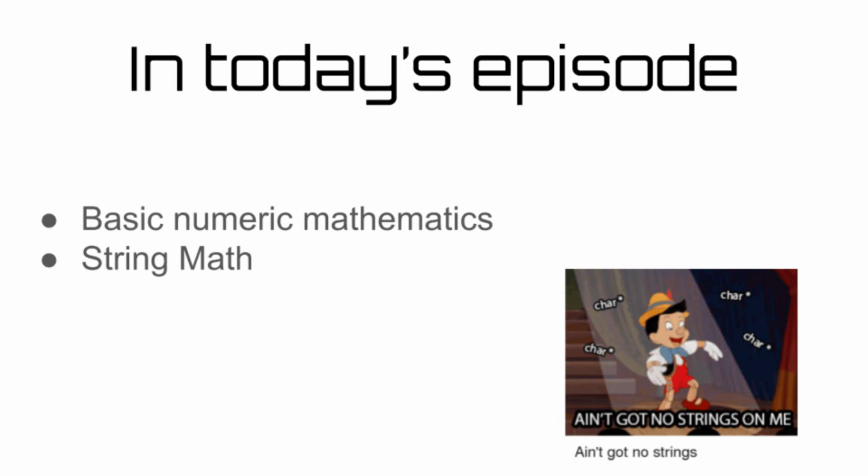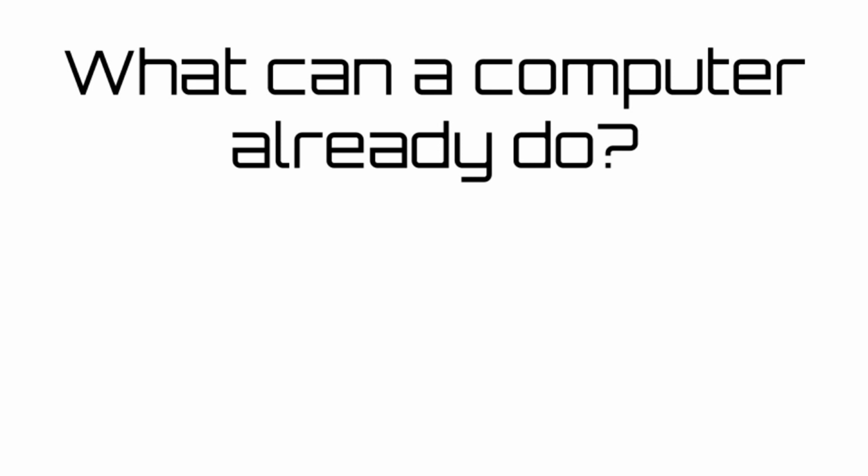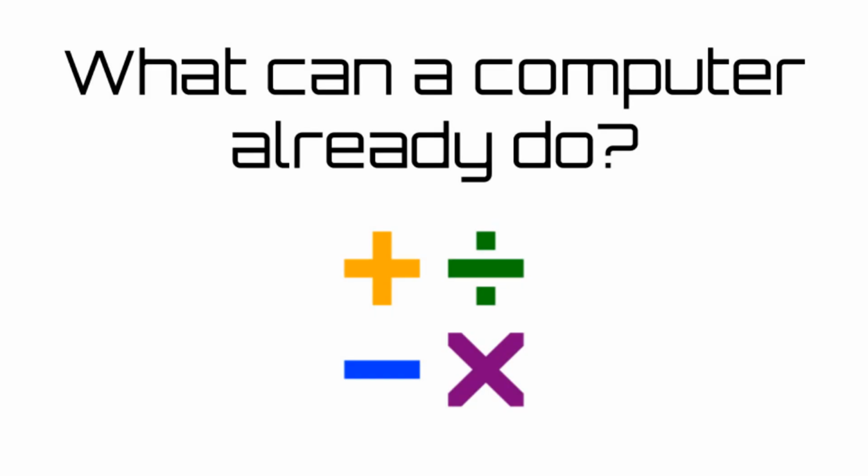In today's episode, we'll be covering basic number mathematics as well as string math. So now that we know how we can get information from the computer to help aid us in the software development process, we need to know some of the actions that the computer intuitively knows how to do without us telling it. On a basic level, the computer already knows how to do basic math arithmetic. This includes addition, subtraction, multiplication, and division, all of which are represented by the symbols shown on your screen now.